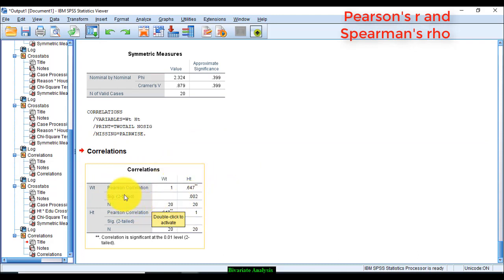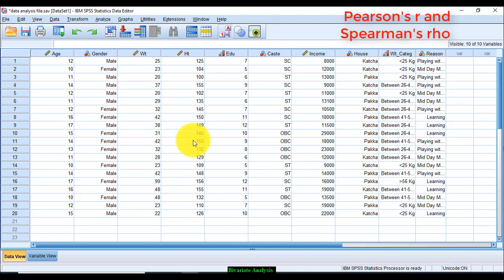As you can see that Pearson's correlation coefficient between weight and height is 0.647. This table can be interpreted as the height and weight are strongly positively correlated with each other because the relationship is statistically significant at 1% level of significance. If you want to examine the relationship between ordinal and scale variable, then we use Spearman's rho.